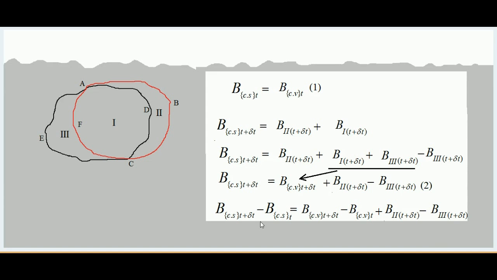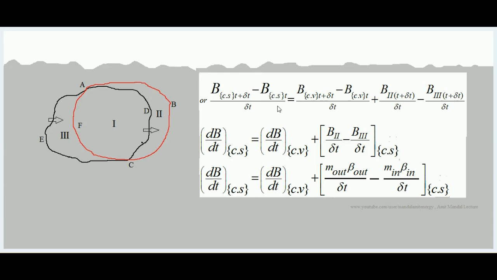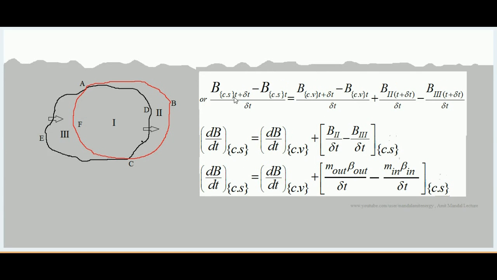Now in case I divide both sides of this equation by del t, the amount of time elapsed in this process, the equation looks like this. Now in case del t tends to 0, for these two terms, B_CS at t plus del t minus B_CS at t upon del t can be written in differential form, that is dB by dt of the control system. Similarly, B_CV at t plus del t minus B_CV at t upon del t can be written as dB by dt for the control volume. It is written in differential form, and B second at t plus del t upon del t minus B third at t plus del t upon del t remains the same.